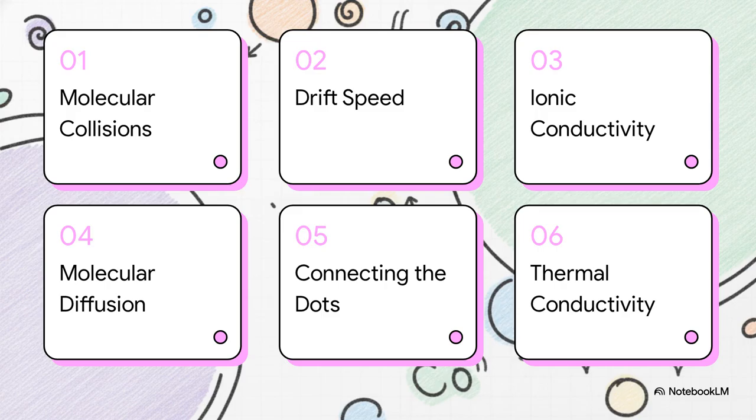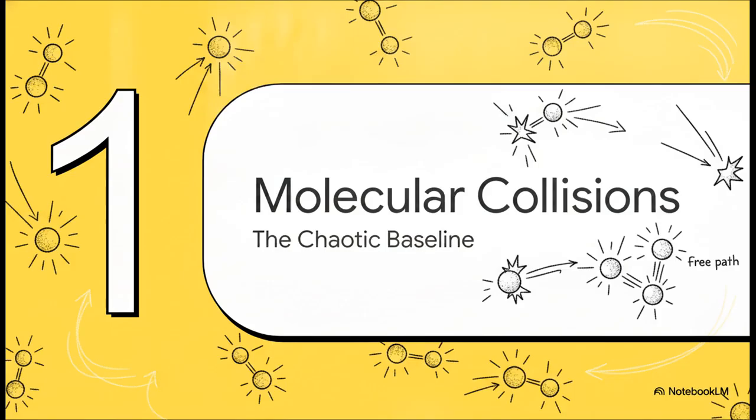From there, we scale up to ionic conductivity, look at molecular diffusion, connect the dots with a brilliant historical insight, and finally wrap the whole shebang up with thermal conductivity. Starting off with Part 1, Molecular Collisions and Free Paths, the chaotic baseline.